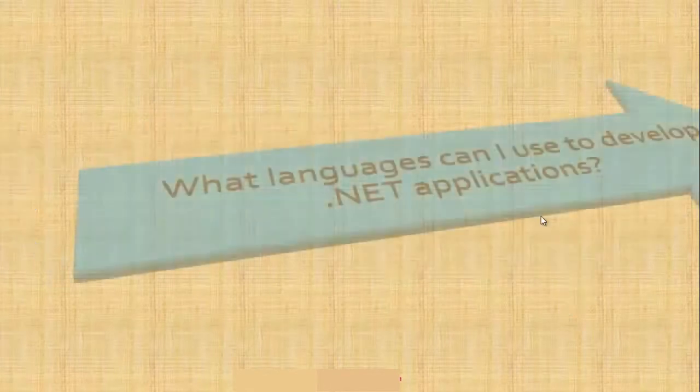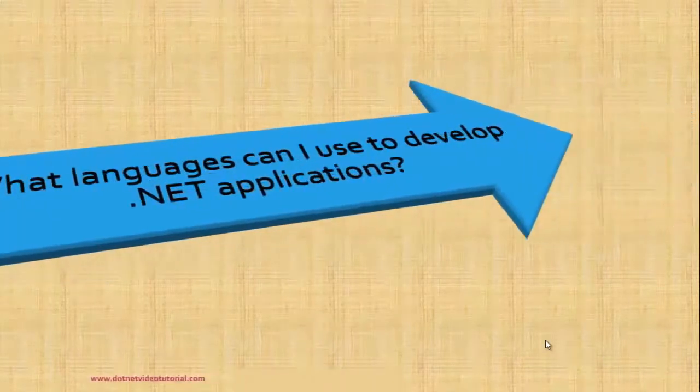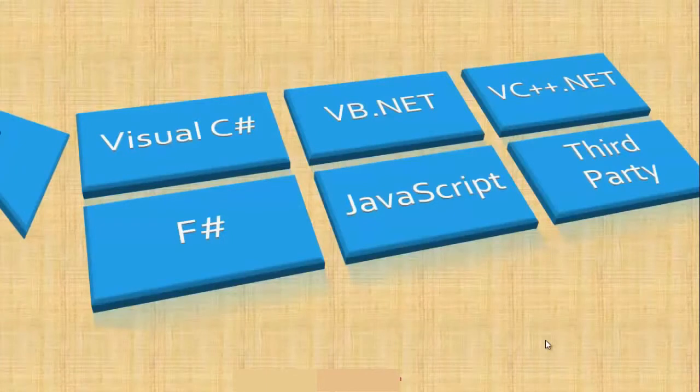The next very common question is, what languages can I use to develop .NET applications? Microsoft provides 5 languages. You can use C#, VB.NET, C++.NET, F# or JavaScript to develop your .NET applications. Other than these languages, there are more than 20 third-party languages available, like COBOL.NET, Perl.NET and C#.NET. Point to note that in .NET 4.5, Microsoft discontinued support for C#.